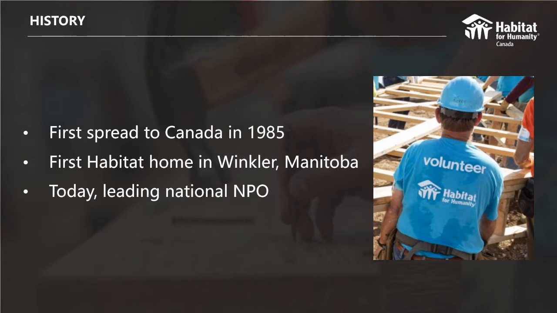Founded in 1976, Habitat for Humanity International has since grown to become a global non-profit organization working in more than 70 countries, including Canada. The Habitat movement first spread to Canada in 1985, when the country's first Habitat home was built in Winkler, in Manitoba, and 2 years later, Winnipeg became the first local Habitat in Canada. From that time, Canada has had its own local organizations.